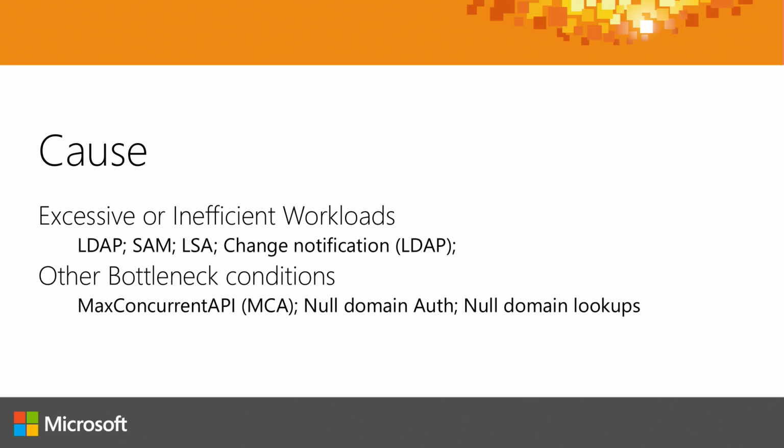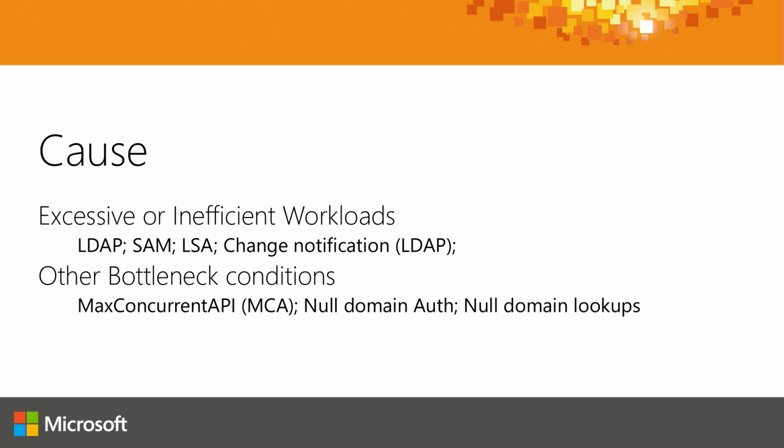And why I'm mentioning this is, Exchange makes heavy use of LDAP change notification. I think there are like 15 services now for Exchange, and each one of them does change notification. And that's when I said I've seen it with large Exchange deployments. A few hundred to 1,500 Exchange servers can really hammer DCs with this change notification workload. And we're going to look at what those workloads are and how to see what the DC is working on in a minute. So that's excessive or inefficient workloads.